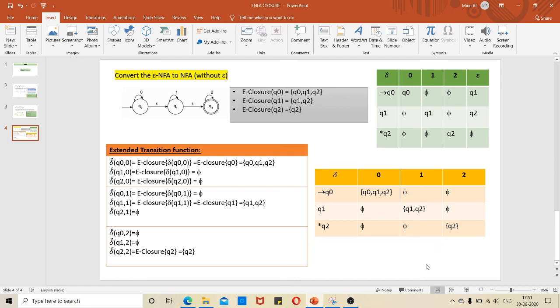So now what have we done? This is our epsilon NFA. We converted this epsilon NFA into an NFA without an epsilon. We have converted an epsilon NFA to one without an epsilon by combining a few states. How did we combine it? With the help of epsilon closure, we have converted an epsilon NFA to an NFA. Hope you understand this concept. Thank you.